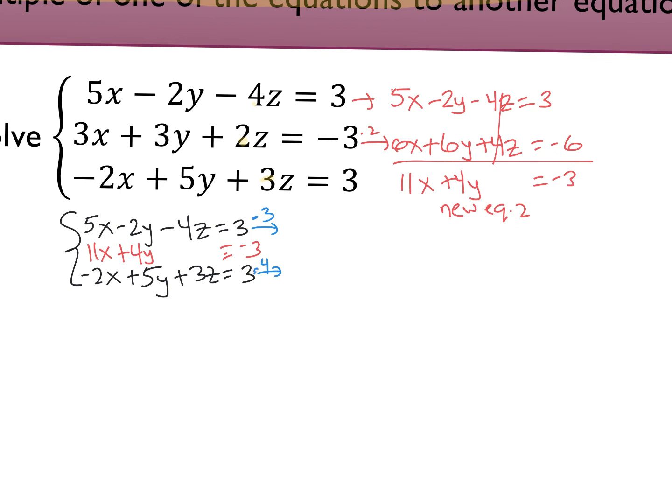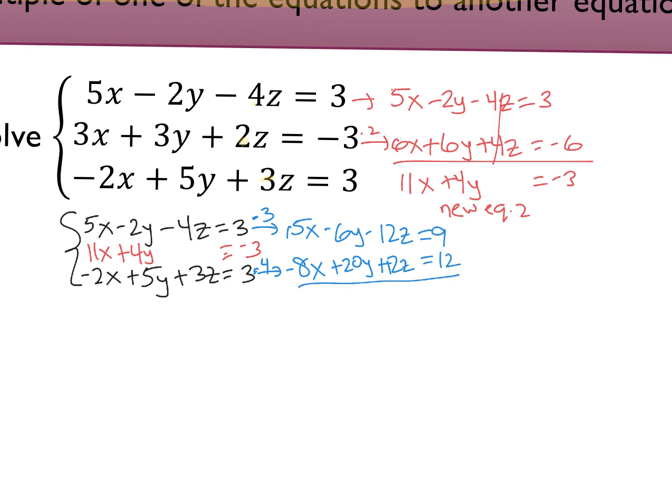So 5 times 3 is 15x. 3 times negative 2y is negative 6y. 3 times negative 4z is negative 12z. And 3 times 3 is 9. For equation 3, 4 times negative 2x is negative 8x. 4 times 5y is 20y. And 4 times 3z is positive 12z. And 4 times 3 is 12.